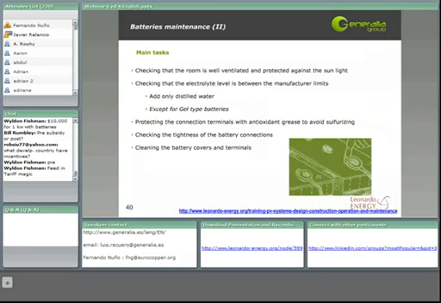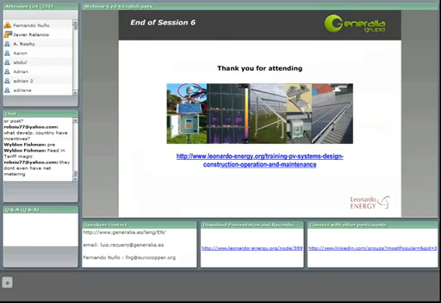And we have to protect the connection terminals with antioxidant grease in order to avoid sulfation because of the acid and gases produced in the battery. And finally, we have to check the tightness of the battery connections and cover the terminals. So, with this chapter about maintenance, we finish with this webinar session. Thank you for attending this last session for PV off-grid facilities.